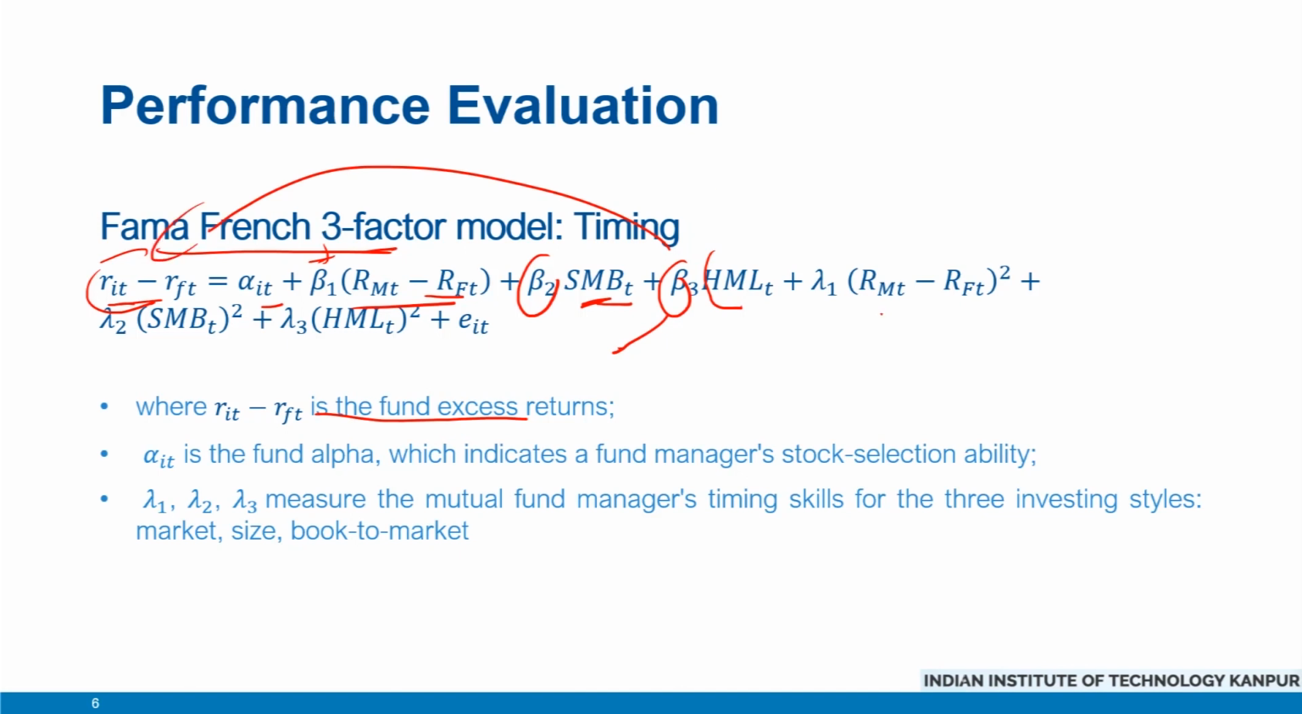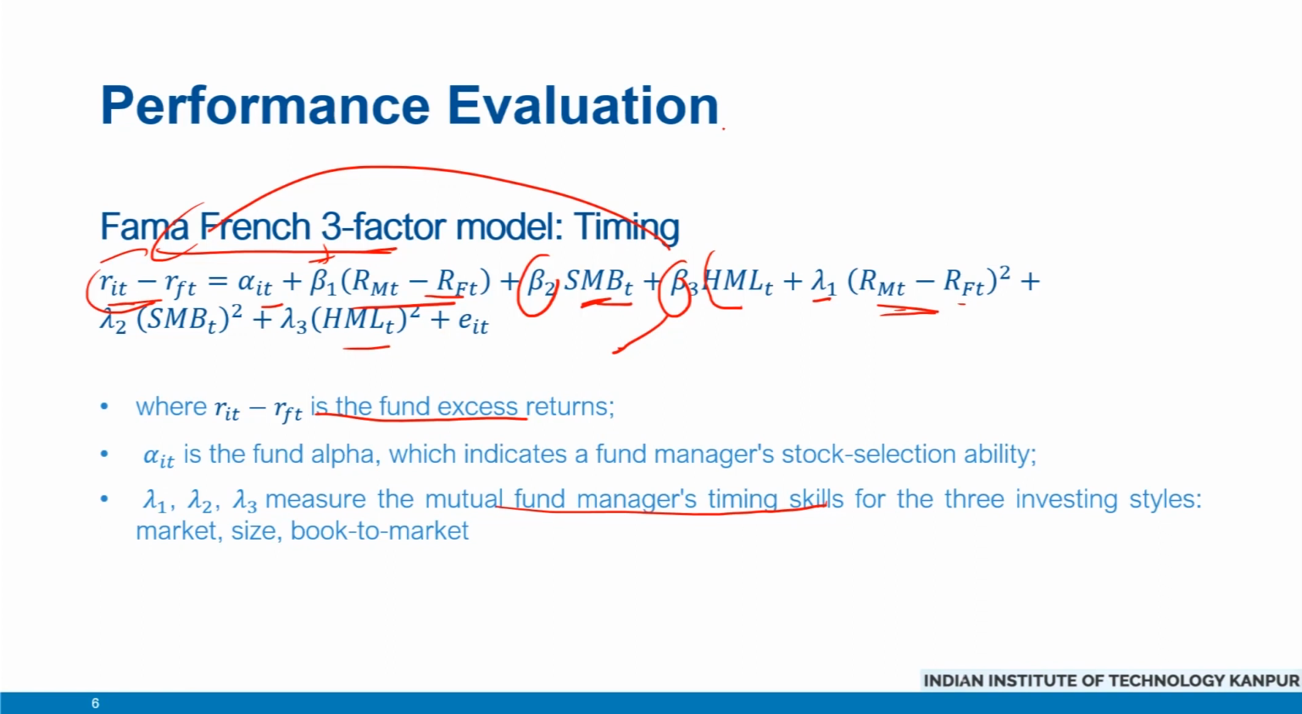Now we have put in some non-linear terms: RMT minus RFT raised to the power 2, SMB raised to the power 2, and HML raised to the power 2. The coefficients lambda for these terms measure the mutual fund manager's timing skills for these three factors, RMT minus RFT squared, SMB squared, and HML squared, that is, market, size, and book to market respectively. As per this approach, we examine the timing skills concerning the market and the other two investment styles.